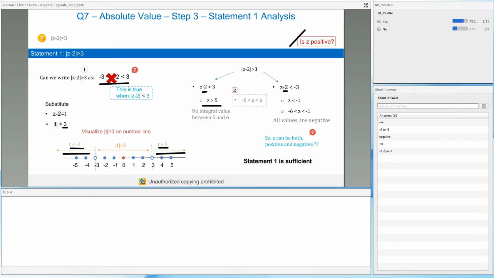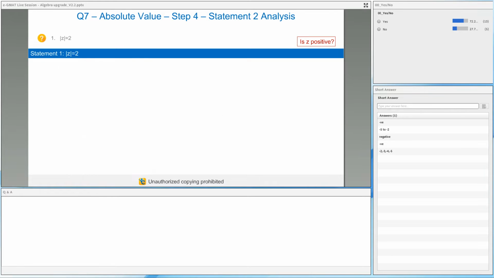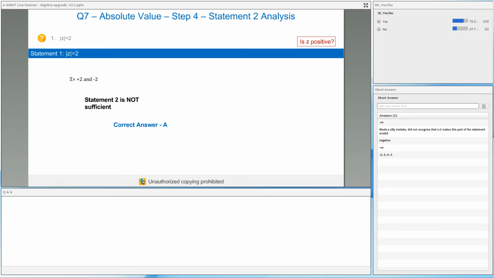Only when you are unsure about the positive or negative nature of z will you say that the statement is not sufficient, which is like statement 2. In statement 2, mod of z is 2, which means z can be plus 2 or minus 2. I do not know exactly whether z is positive or negative. Since I do not know the nature of z, statement 2 is not sufficient, statement 1 is, and hence the answer is option A.